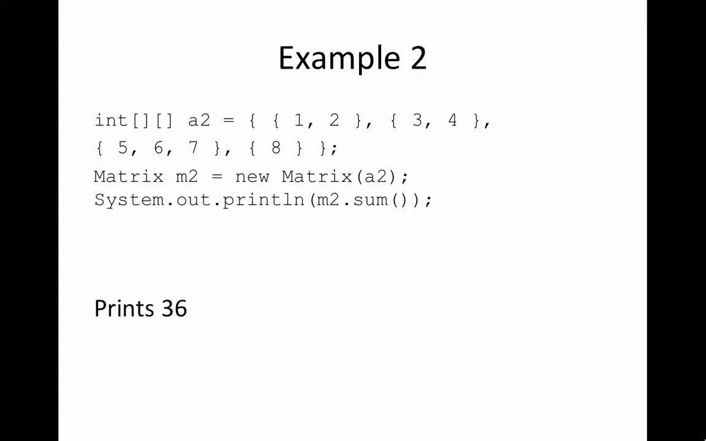Here is a different example only because the arrays that are inside this two-dimensional array, so the one-dimensional arrays, do not have the same length. The first two have length 2. The first array has elements 1, 2, the second array has elements 3, 4, but the third array has 3 elements and the fourth array has 1 element.